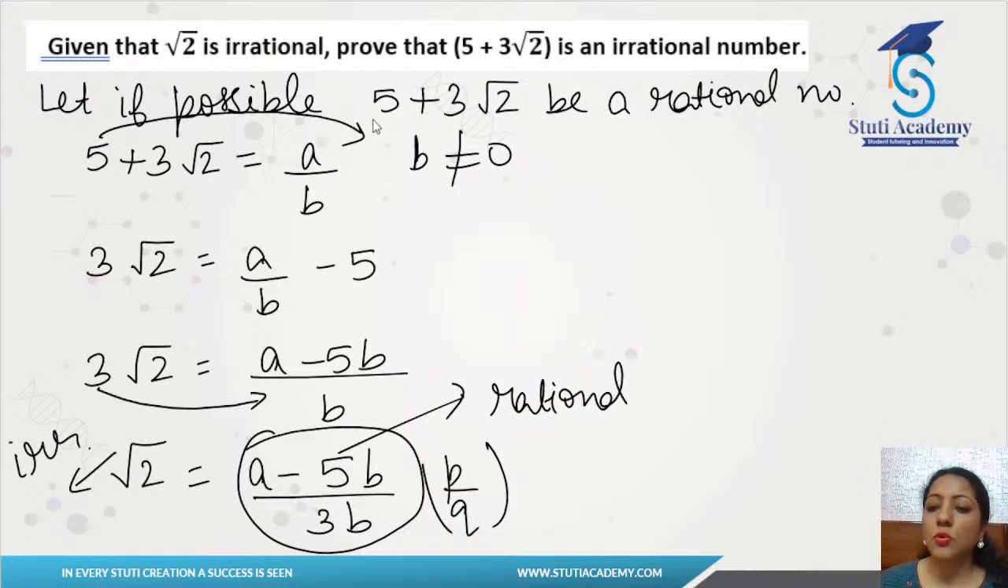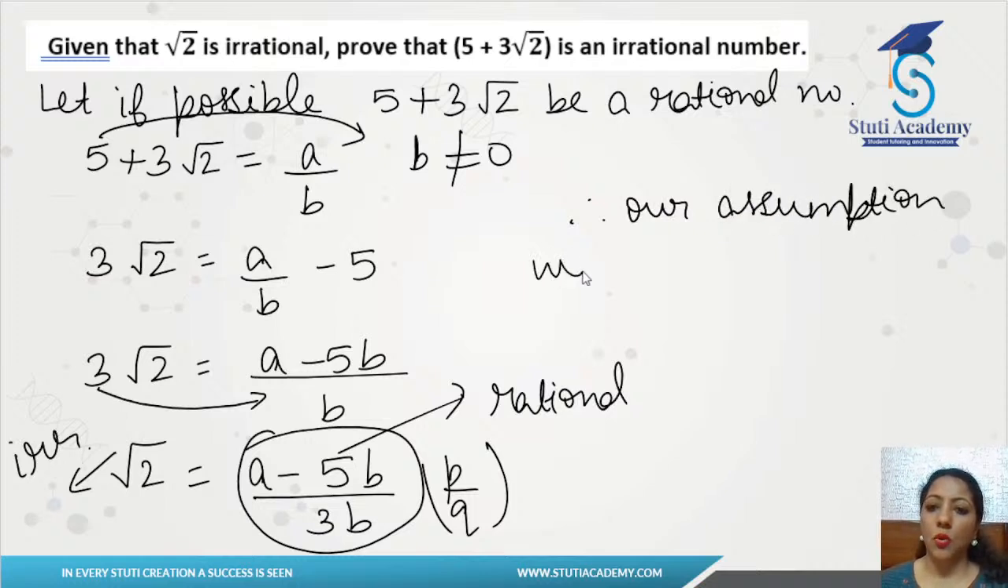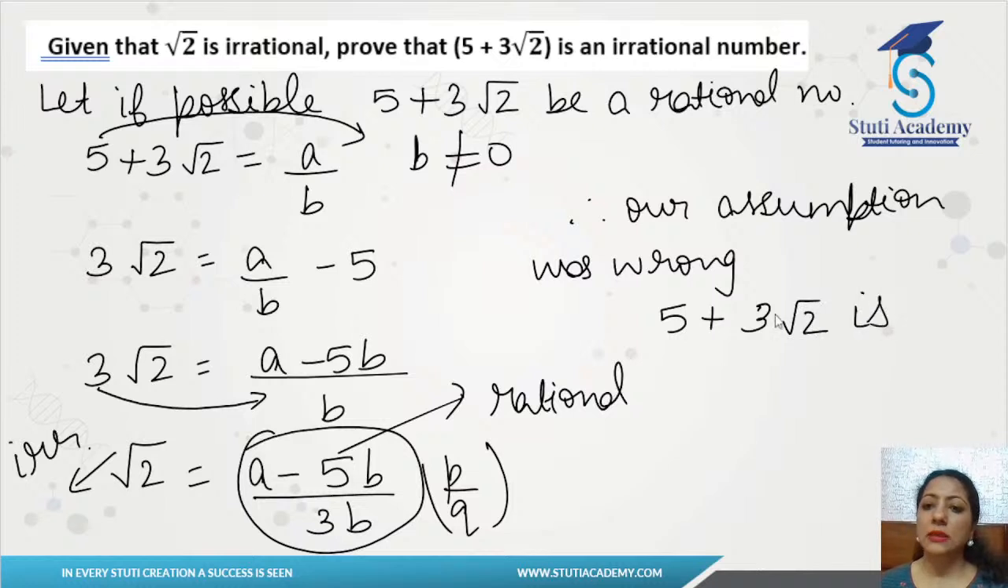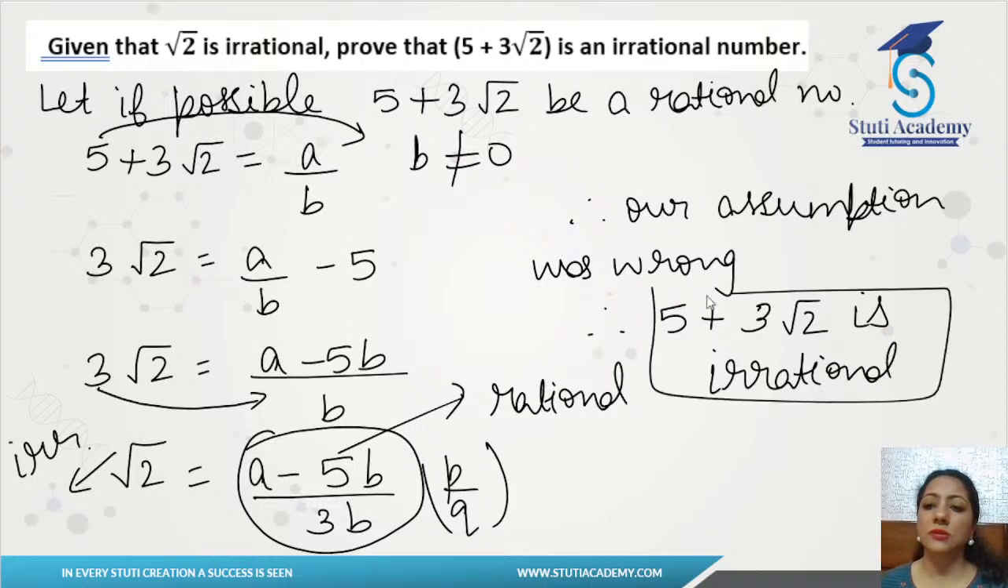Therefore, our assumption was wrong. Our assumption was 5 plus 3 root 2 is a rational number. It's a wrong statement. So we'll write, therefore, our assumption was wrong. That means 5 plus 3 root 2 is irrational. So we assumed that it's a rational number, but now we can conclude that it's an irrational number. Okay. I hope you've all understood this.